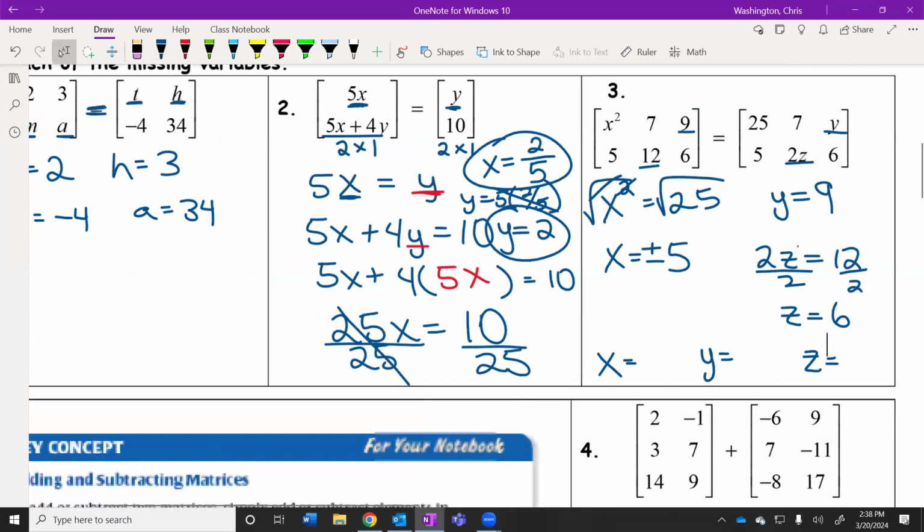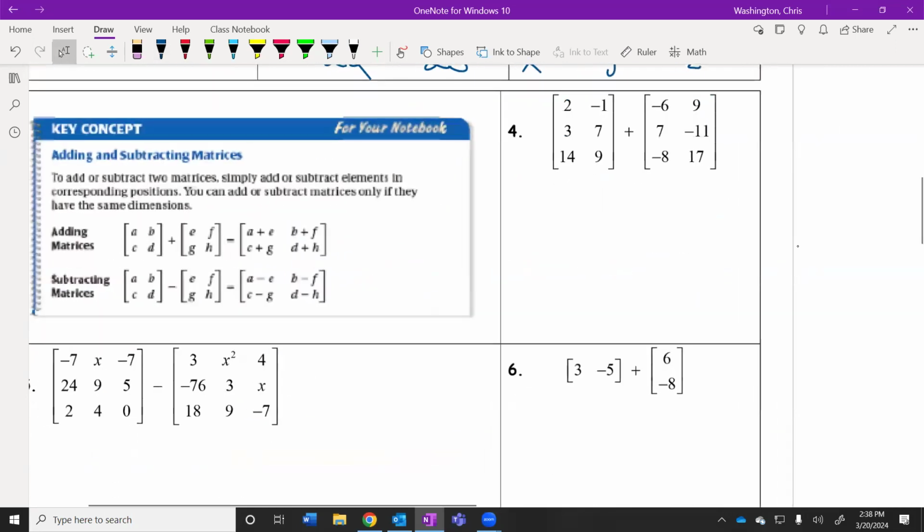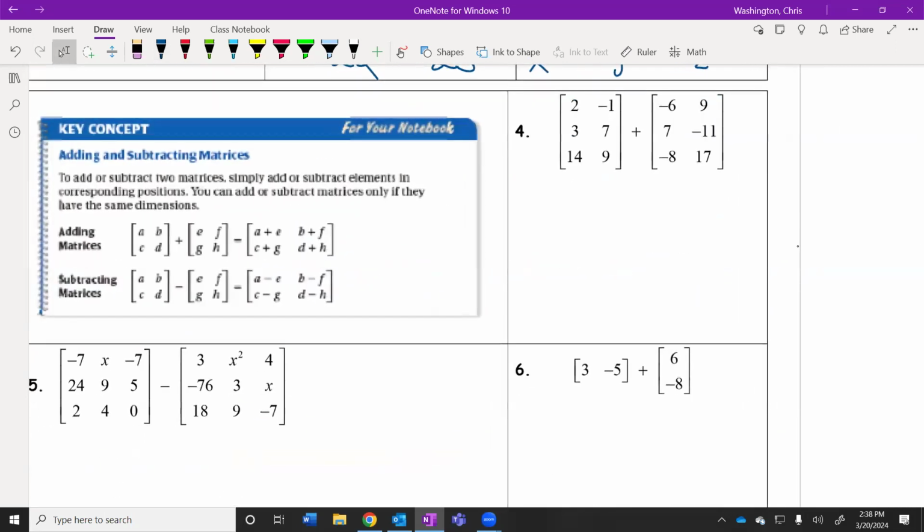All right, we can also add and subtract matrices. But in order to add and subtract matrices, they have to have the same dimensions. If they do not have the same dimensions, we cannot add or subtract them together. And what are we going to add? We're just going to take the corresponding elements. So that element in the first row, first column, we're going to add it or subtract it to that element in the first row, first column of the second matrix.